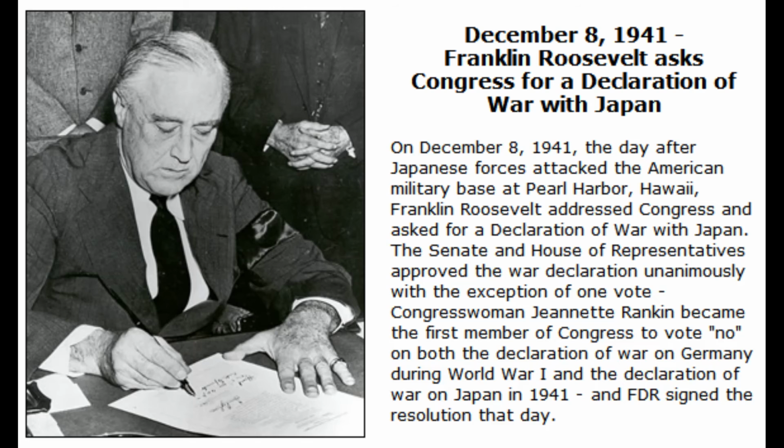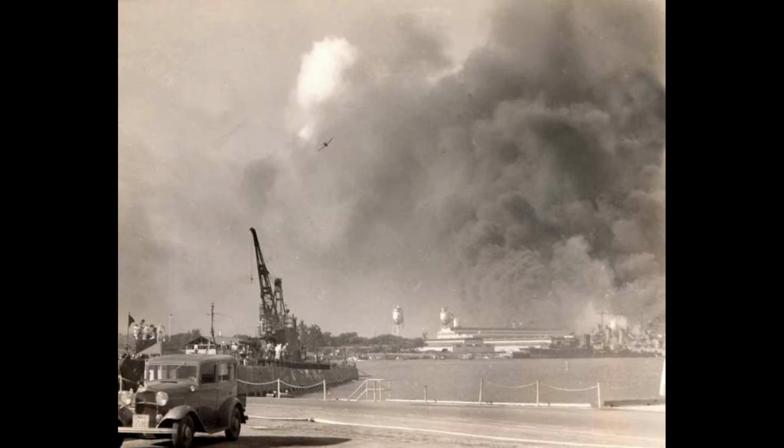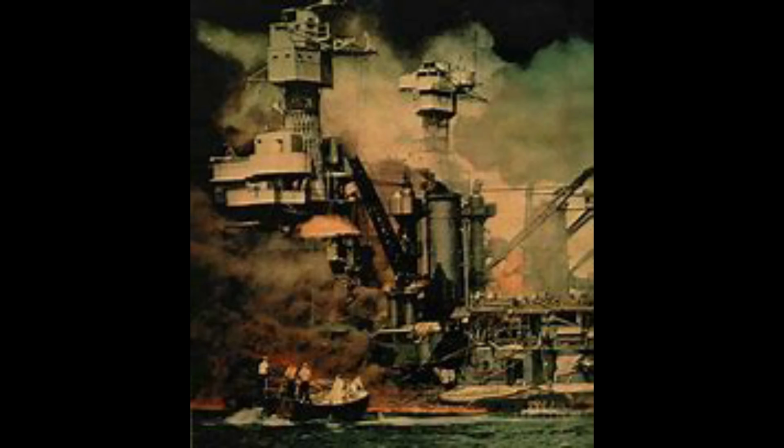President Franklin Roosevelt called it a day which will live in infamy. On that day, Japanese planes attacked the U.S. naval base at Pearl Harbor, Hawaii territory. The bombing killed more than 2,300 Americans. It completely destroyed the American battleship, the USS Arizona, and capsized the USS Oklahoma. The attack sank or beached a total of 12 ships and damaged 9 others.